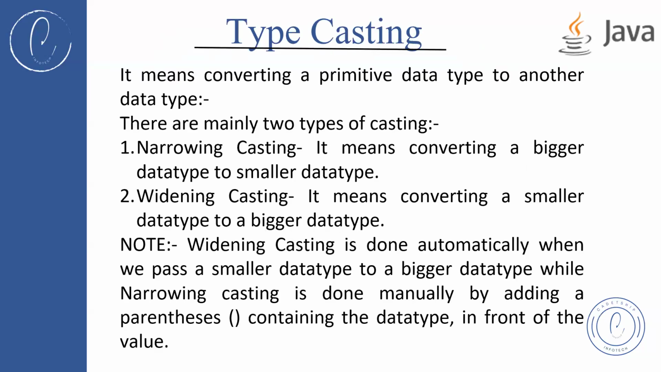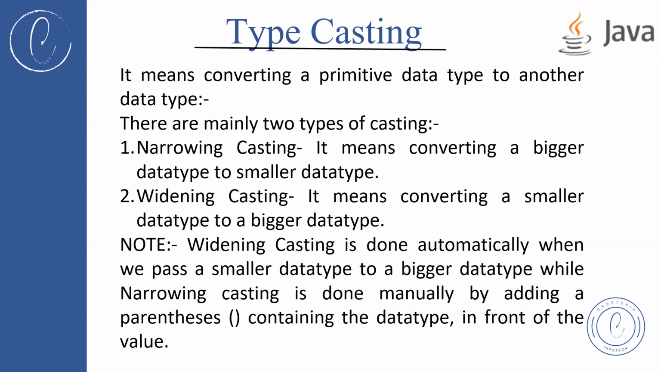Now, as we have learned the primitive data types, we will learn about typecasting. So what is typecasting? Typecasting means converting one data type to another data type. We learned about the primitive data types: int, byte, short, long, double, float, boolean, char, etc. There are mainly two types of casting. First, narrowing casting, which means converting a bigger data type to a smaller data type. And then widening casting, which is converting a smaller data type to a bigger data type.